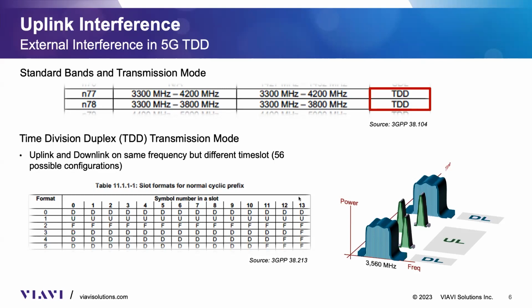This configuration, and I think we discussed this before, is defined by 3GPP with different slot formats. This is just an example of the different slots that have been defined by 3GPP. We have up to 56 different configurations on how these downlink, uplink, and flexible slots can be allocated and used by a carrier.